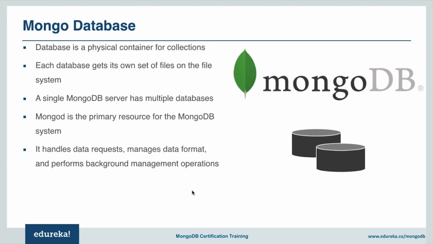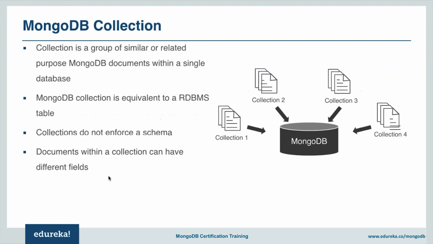MongoDB is the primary source for the Mongo database system. It's the initial source that is in there. And then for handling the data requests, we have the managed formats. We can have background management operations as well. We can handle the various requests, the formats, whatever expectations we have.